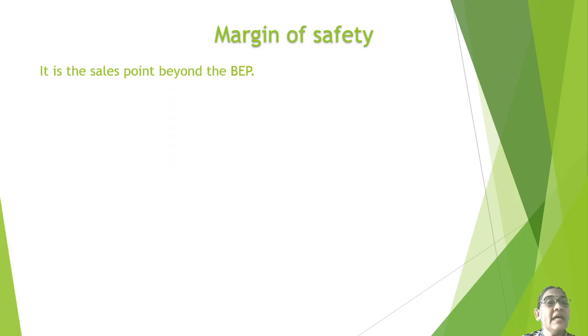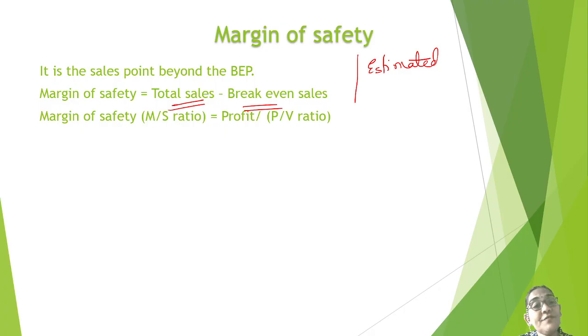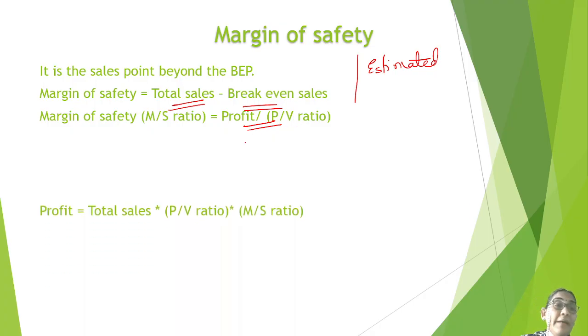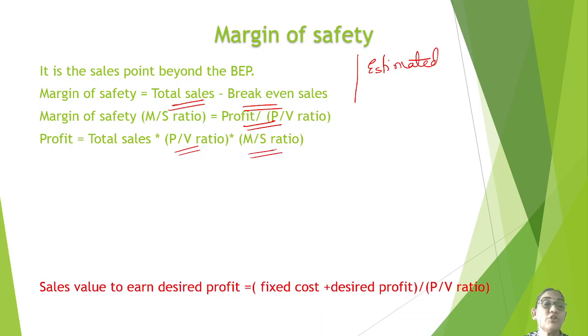Margin of safety. It is the sales point beyond the break-even point. So margin of safety is total sales minus the break-even sales, or sometimes you are given the estimated or budgeted sales, so estimated sales minus the break-even sales will give you margin of safety. Margin of safety or MS ratio is profit upon profit volume ratio. This is another formula that you need to remember. Profit is equal to total sales multiplied by PV ratio multiplied by the MS ratio.